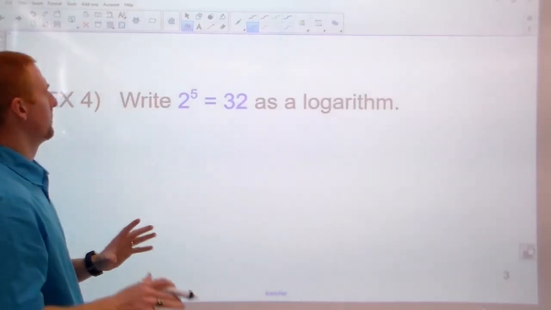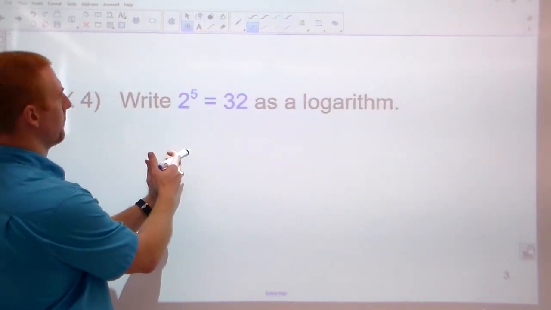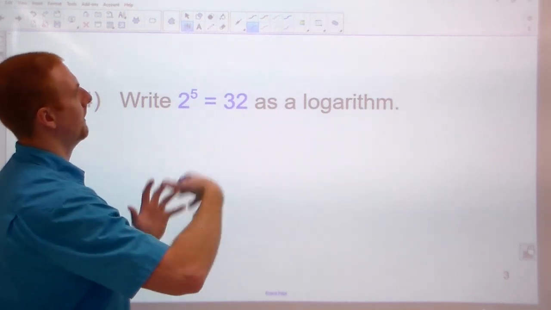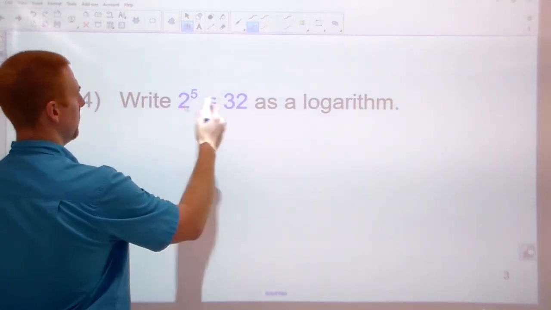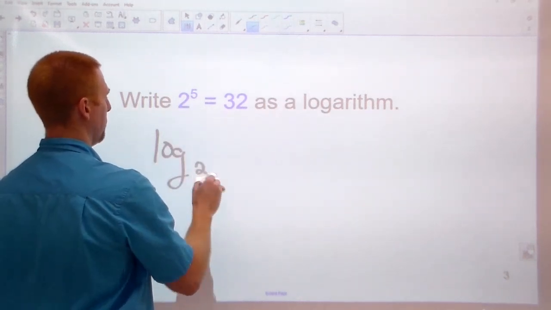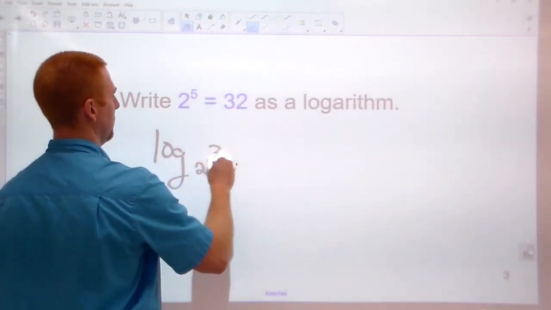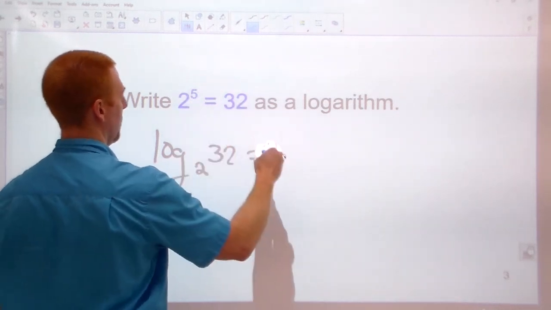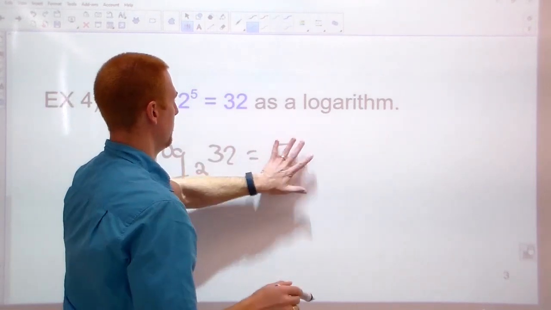And then let's just do a quick example of taking an exponential statement and writing it as a logarithm. So 2 to the 5th power is 32. The base would be 2 here, so log base 2 of the result, 32, is the exponent 5. A logarithm ultimately is the exponent.